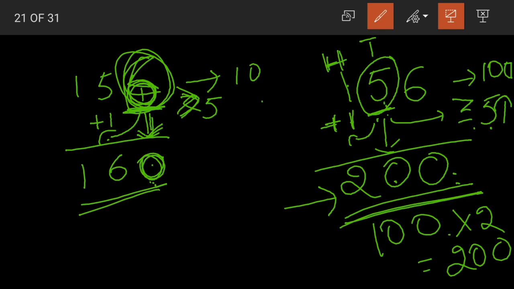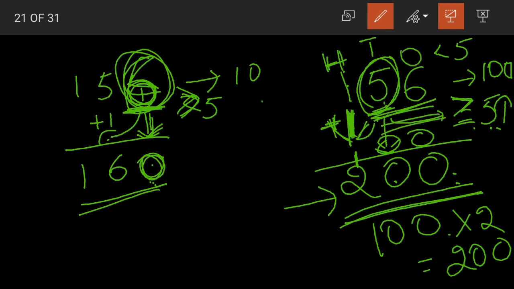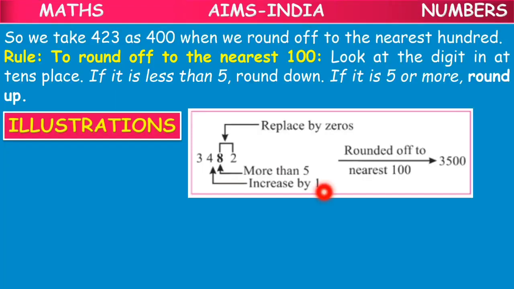What was step 1? Step 1 is to look at the digit in the tens place. If it is less than 5, then we round down. That is, 1 will be written as it is and the remaining 2 digits will become zeros. If it is equal to or greater than 5, we add 1 to the digit in the hundreds place and replace the tens and ones digits with zeros to make it a multiple of 100. Is this clear? I hope this is clear. In the same way, here we have 8 in the tens place. It is more than 5.